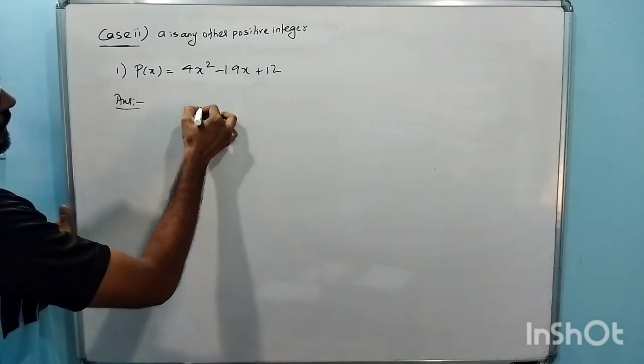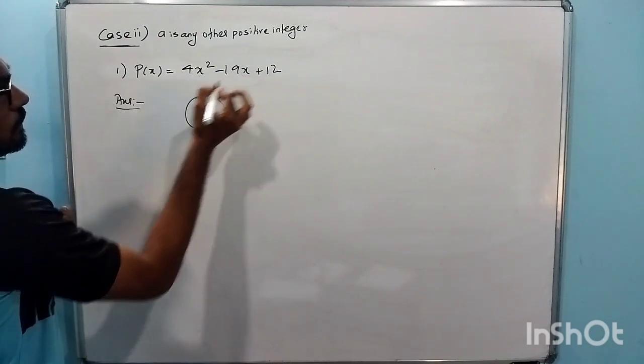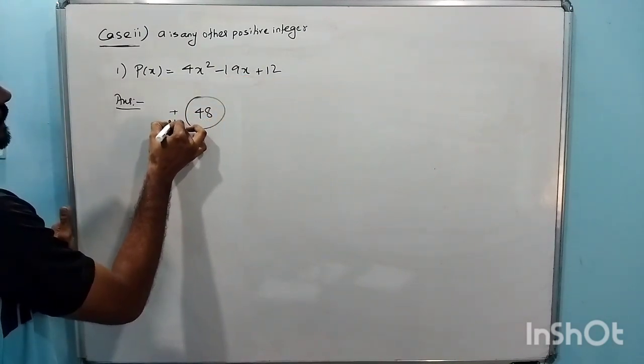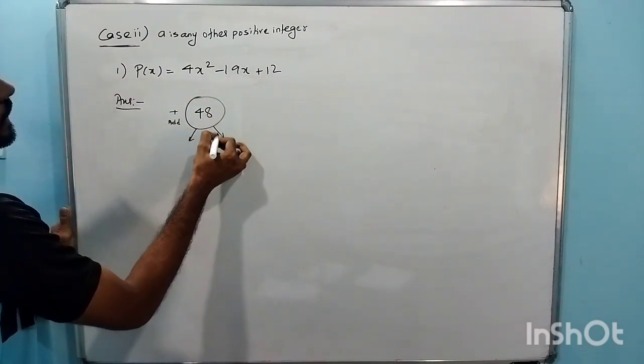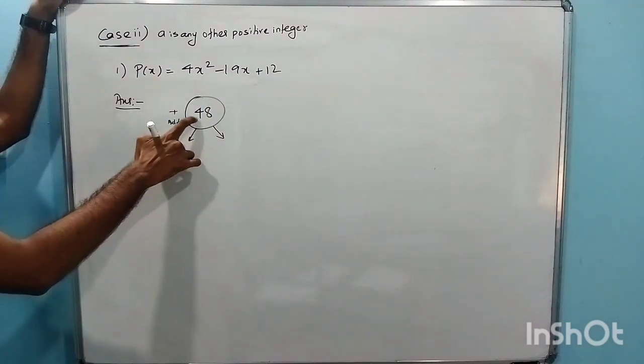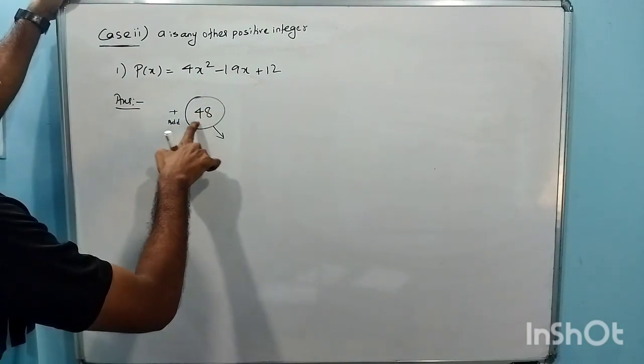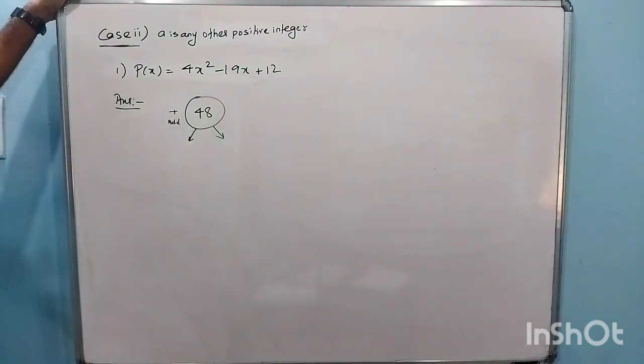12 4s are 48. Then again, as usual, put this sign here. That means if we add, we should get 19, and if we multiply, we should get 48. Okay, now 48. If we add, should get 19, and if we multiply, you should get 48.